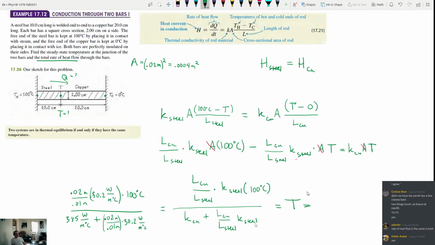But you tell me what you get first, and I'll tell you what I got. That's also what I got. 20.7. 20.7 degrees Celsius. So that's the first part.